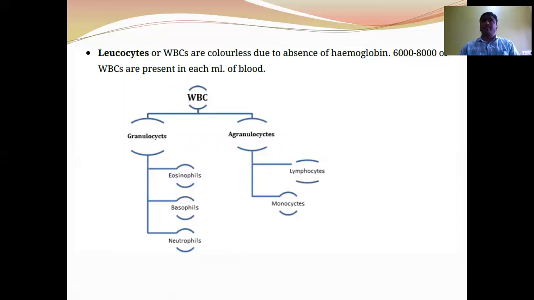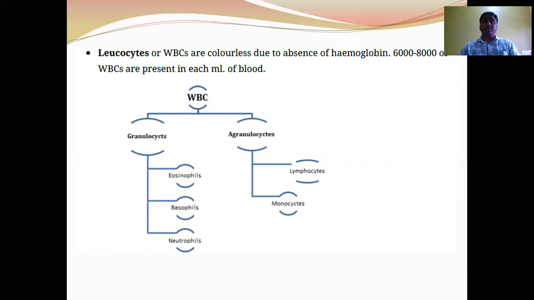Next, white blood cells, white blood corpuscles or leukocytes. The white blood cells are colorless due to the absence of the respiratory pigment hemoglobin. There are around 6,000 to 8,000 WBC present in a cubic millimeter of blood. WBC are divided into two types, granulocytes and agranulocytes, on the basis of the presence or absence of granules in the cytoplasm.